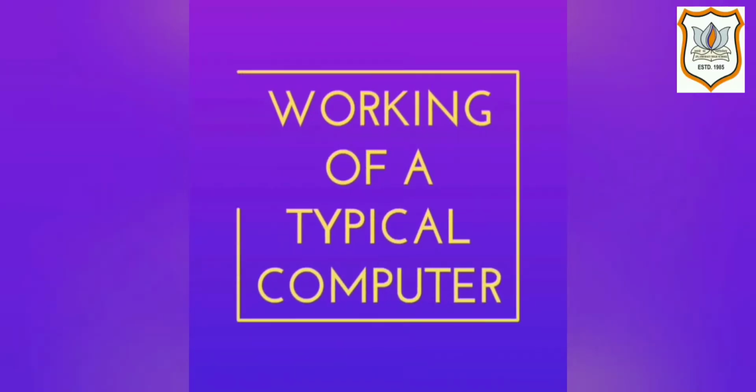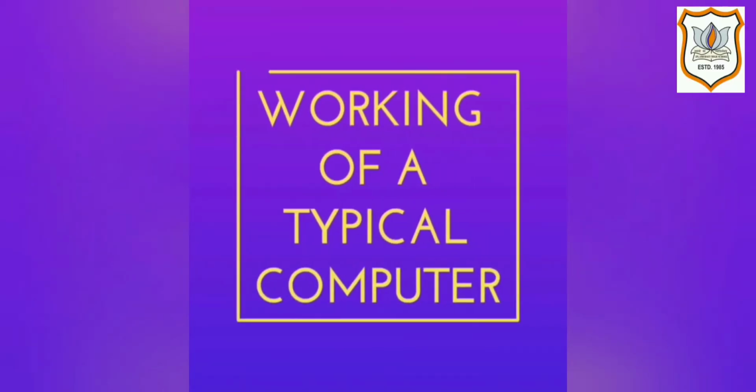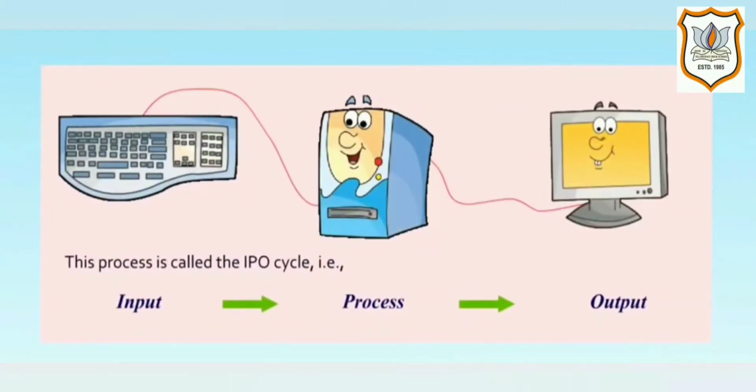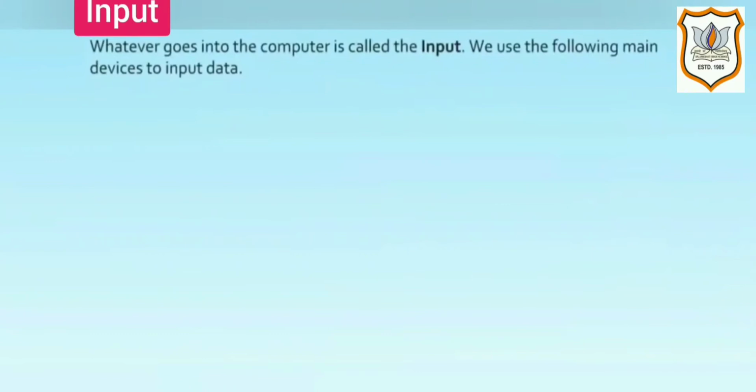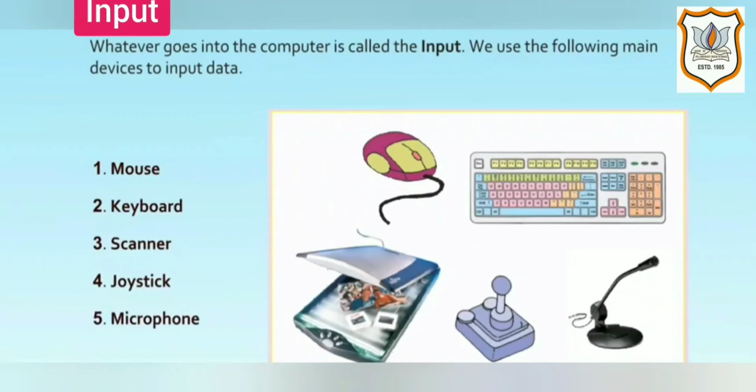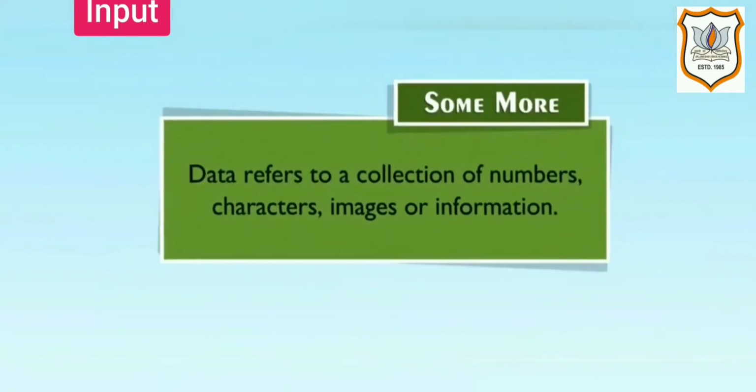Our first topic is working of a typical computer. Input, process and output. This process is called the IPO cycle, that is input, process, output. Whatever goes into the computer is called the input. We use the following main devices to input data: mouse, keyboard, scanner, joystick, microphone. Data refers to a collection of numbers, characters, images or information.